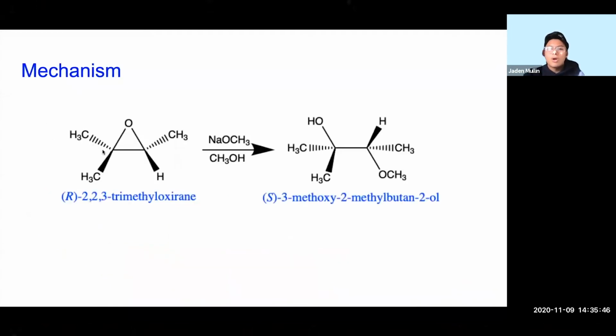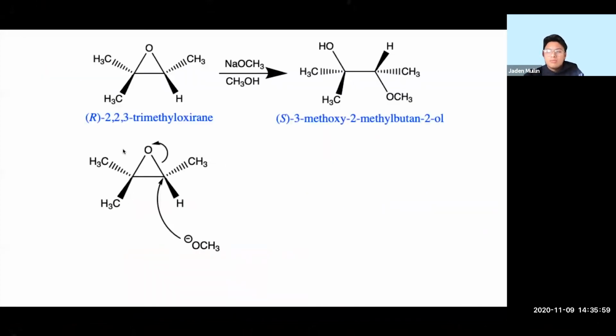So moving on to our mechanism, we're going to be converting 2,2,3-trimethyloxirane into 3-methoxy-2-methylbutan-2-ol. So as you can see, epoxides are highly reactive and unstable structures due to the fact they have high ring strain and that the oxygen is more electronegative than the two carbons.